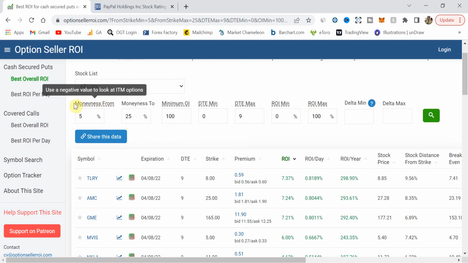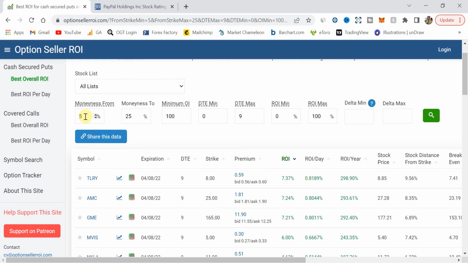So you've got the money from and the money to, and what this basically means is the moneyness from is the percentage below the current price, and that's from a cash secured put perspective, or it's above the price from a covered call perspective. The default is 0, but if you set this to 0, you're going to get the highest premiums for basically at the money options, because it's the closest to the current share price, that's going to give you the most premium.